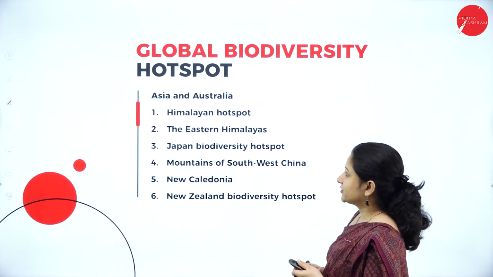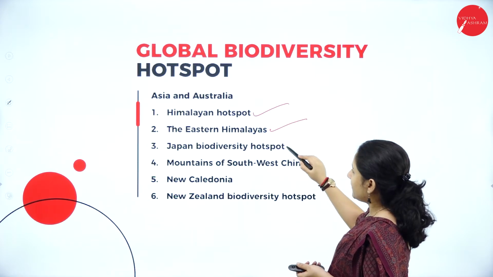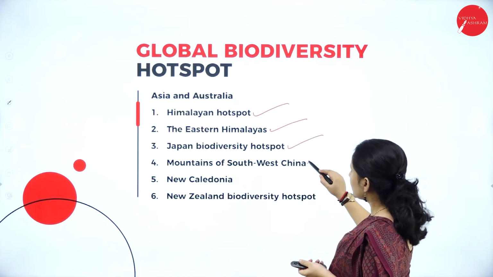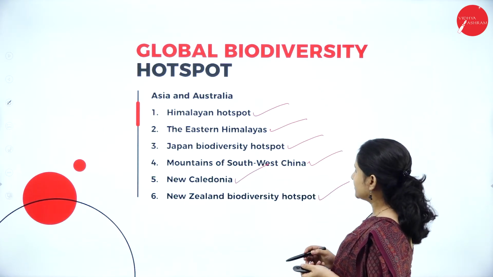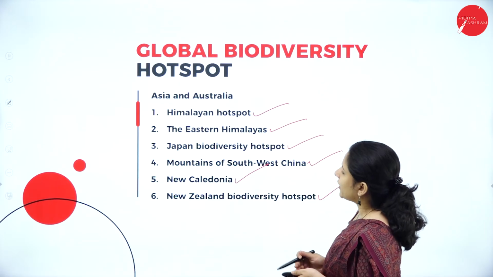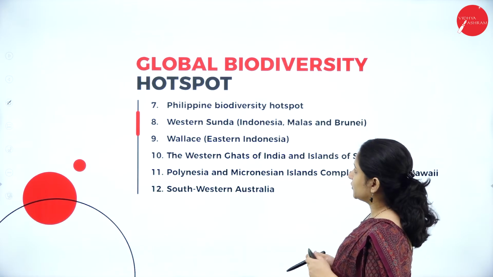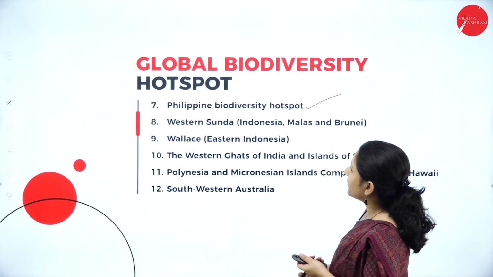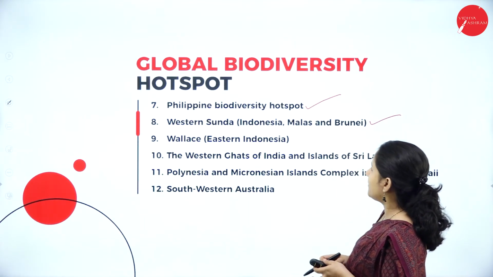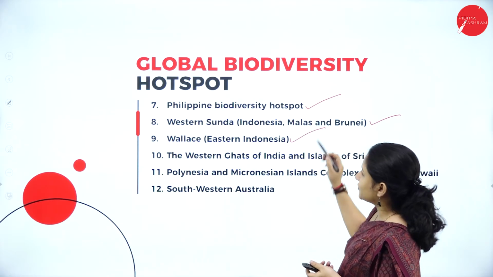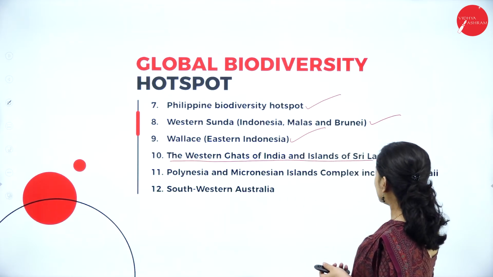And in Asia and Australia, there is the Himalayan hotspot, then the Eastern Himalayas, Japan biodiversity hotspot, mountains of Southwest China, New Caledonia and New Zealand biodiversity hotspot. These two, New Caledonia and New Zealand biodiversity hotspot, come under Australian biodiversity hotspots. Next, continuing, we have the Philippine biodiversity hotspot, the Western Sunda, that comes in Indonesia, Malaysia and Brunei. Then we have valleys in Eastern Indonesia, then the Western Ghats of India and islands of Sri Lanka.